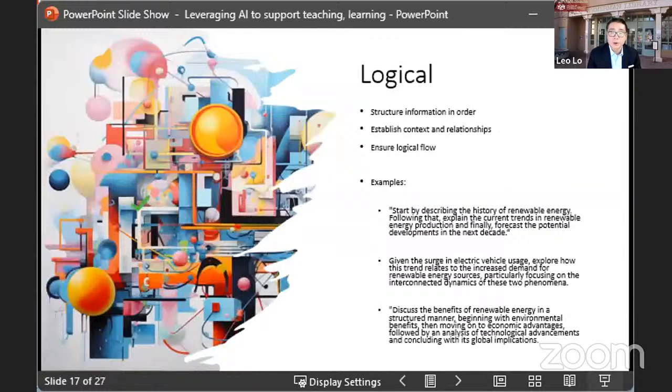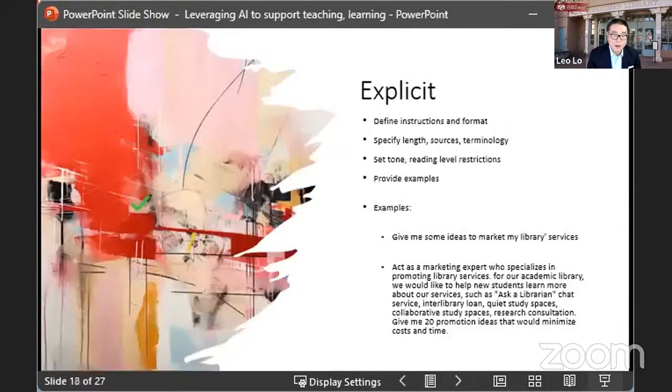And also ensuring a logical flow. A logical flow is the backbone of any coherent communication, just like when we talk with other humans. Each segment should seamlessly lead to another, creating a natural progression that's easy to follow. So, for example, discuss the benefits of renewable energy in a structured manner, beginning with environmental benefits, and then move on to something else, followed by an analysis, and then concluding with global implications. This prompt directs the AI to build a logically flowing narrative, right? So this is another thing that helps a lot.